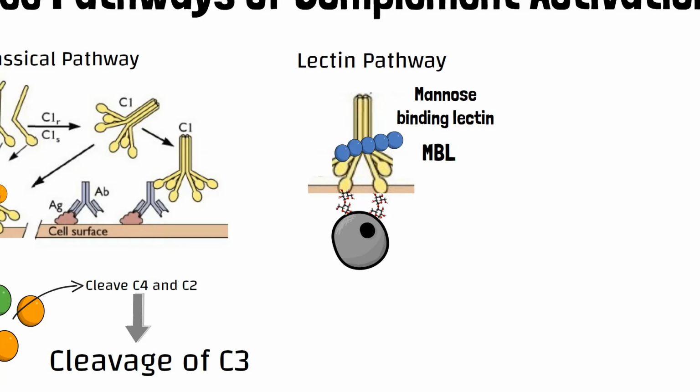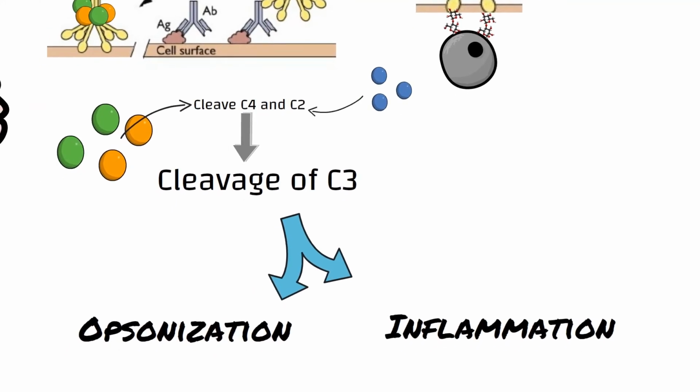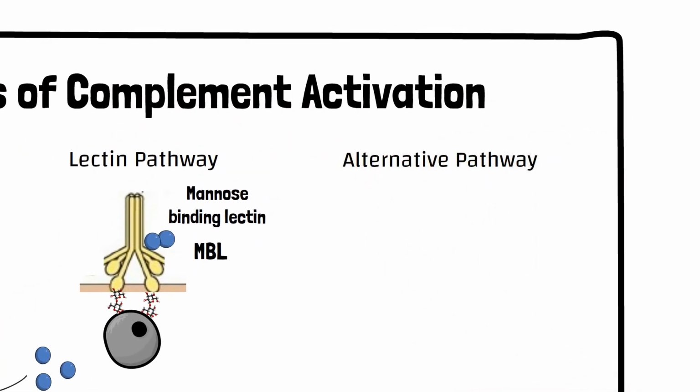There are 3 MASP proteins. MASP2 closely resembles C1s of the classical pathway. Once the MBL is bonded to the pathogen marker, the MASP is activated. Once activated, MASP will start the cleavage of C2 and C4 to create C3 convertase and break down C3, leading to inflammation and opsonization. The final pathway is the alternative pathway.